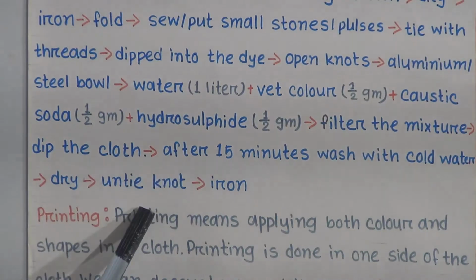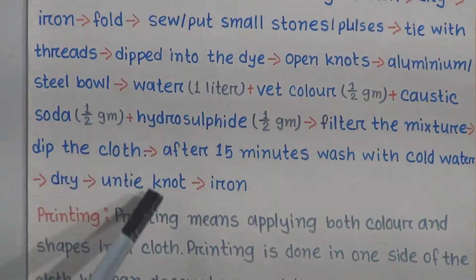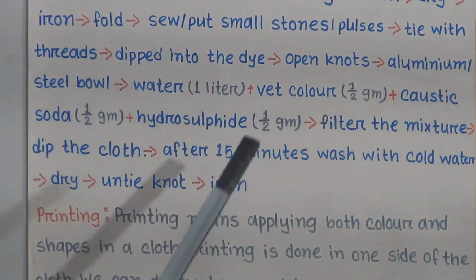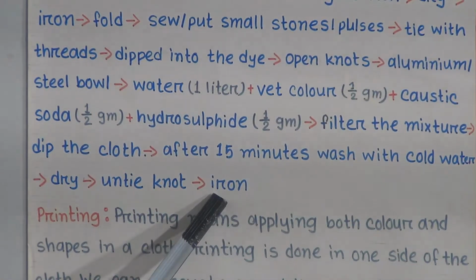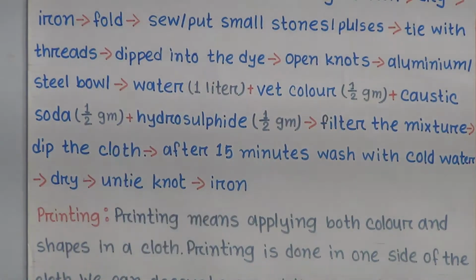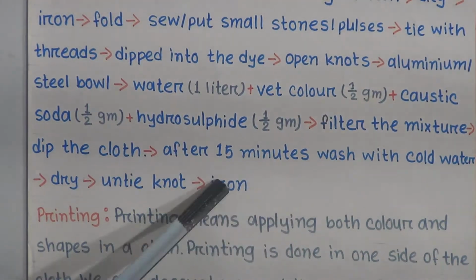Then we have to untie the knots. And finally, we have to iron the cloth, and our dyeing will be fulfilled. We'll prepare a dress by dyeing.